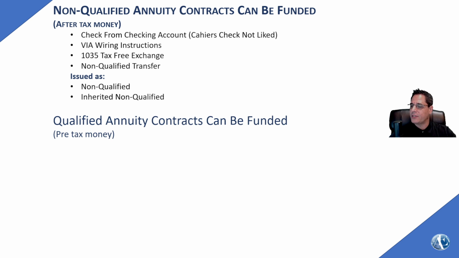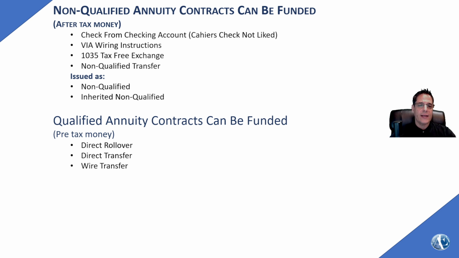I already explained that. That's pre-tax money. You haven't paid tax on this money. That's via a direct rollover, carrier to carrier, bank to bank, wherever your money is in a qualified plan, directly to the annuity company. It's called a direct rollover of that money. A direct transfer is the same exact thing, only it's transferring from one entity to the other.